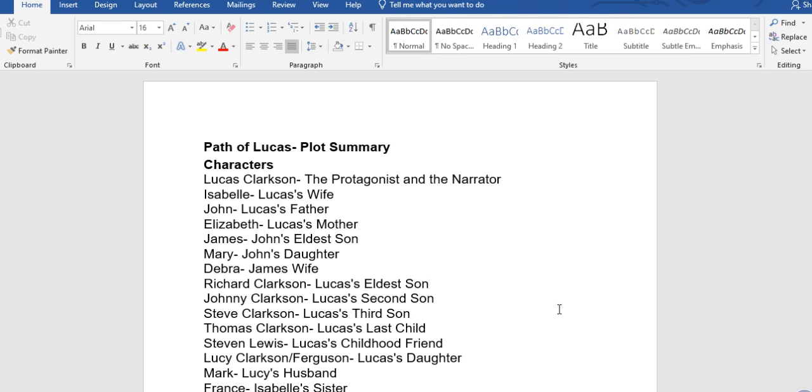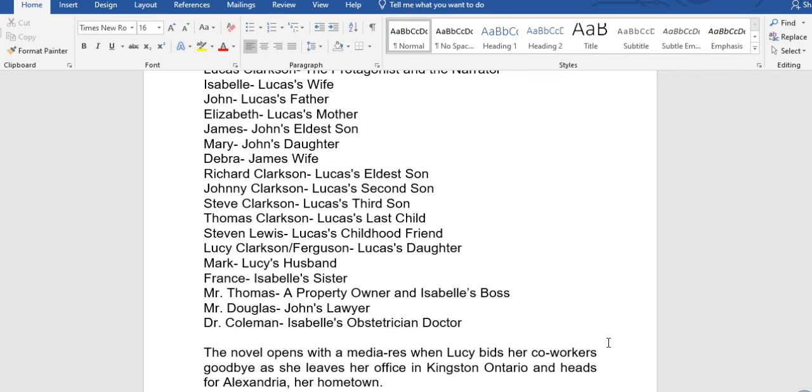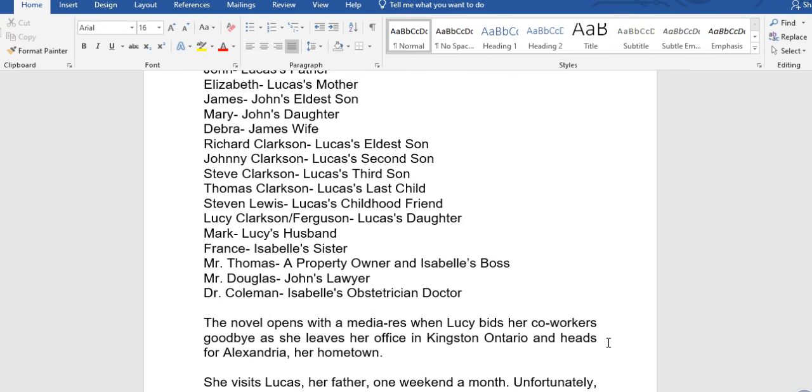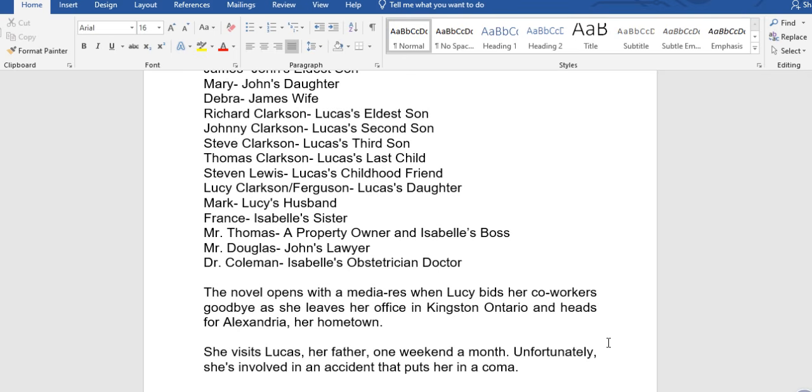We have Lucas Clarkson. Lucas Clarkson is the protagonist and the narrator. We also have Isabel. Isabel is Lucas' wife. John is Lucas' father. Elizabeth, Lucas' mother. James. James is John's eldest son. Mary is John's daughter. Deborah is James' wife. Richard Clarkson, that is Lucas' eldest son. Johnny Clarkson, Lucas' second son. Steve Clarkson, Lucas' third son. Thomas Clarkson, that is Lucas' last child.